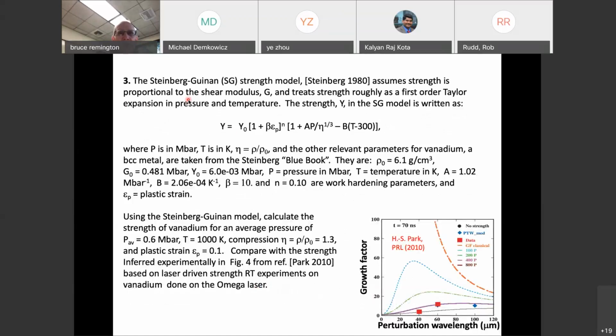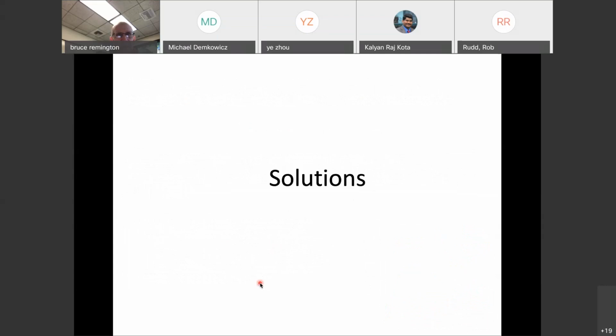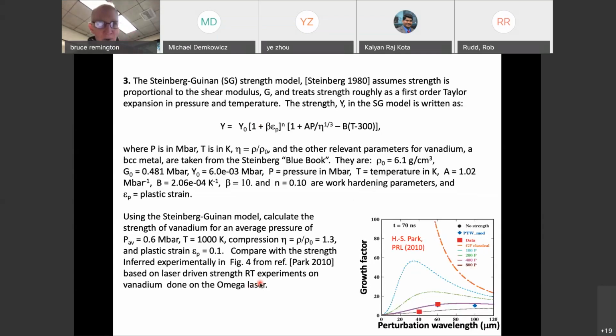And then the last task is to actually apply the Steinberg-Guinan model as Rob Rudd was talking about in the previous talk. Here's the model written out. I gave you some actual parameters that match this vanadium experiment. And I ask you to calculate the strength based on the Steinberg-Guinan model and compare it to the strength we inferred in those Omega laser experiments done with the rippled vanadium. And I think that's that. I have solutions, but I'm not going to show the solutions until Thursday. So with that, Michael, I'm done.